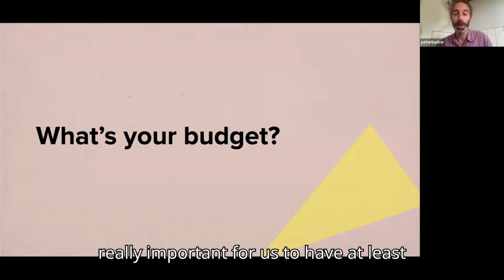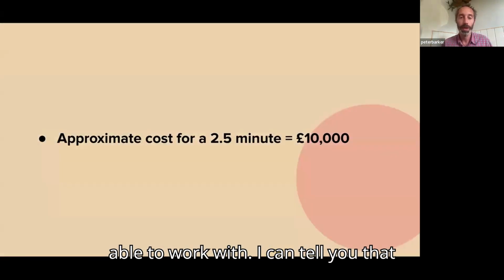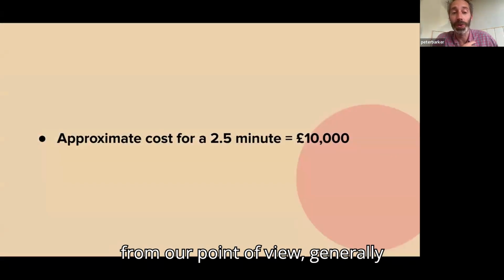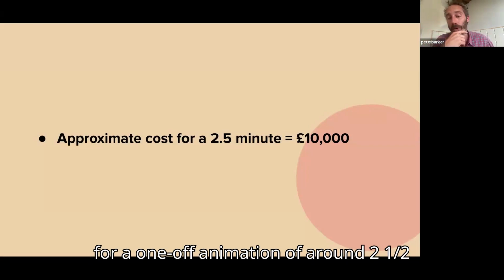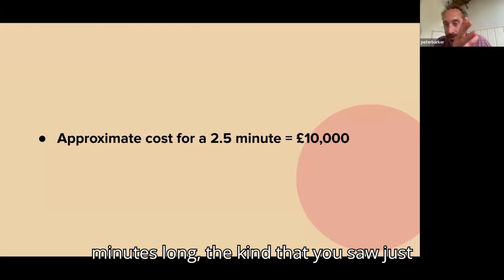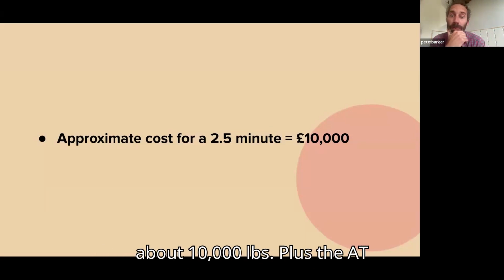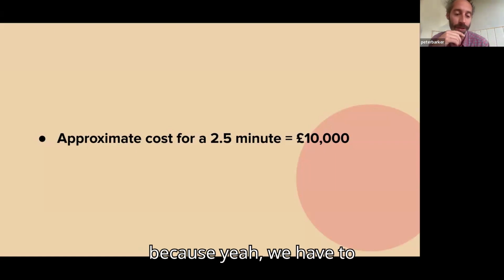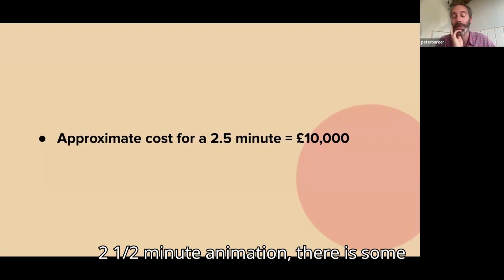So it's really important for us to have at least a range of figures of what we might be able to work with. I could tell you that from our point of view, generally speaking, when we're working on a project, a one-off animation of around 2.5 minutes long, the kind that you saw just then, the Game Change VR animation, is about £10,000 plus VAT, because we have to factor that in as well. So £10,000 for a 2.5 minute animation.